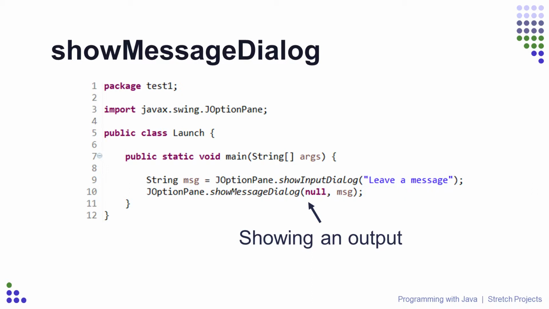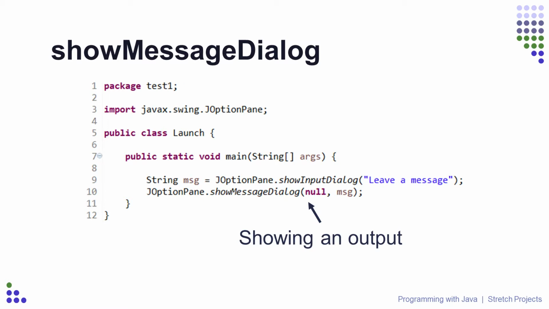Now that we know how to get information from our users, perhaps we should also show messages to our users as well, instead of using the print line every time. To do this, we just need to add a line like line 10 here, JOptionPane.showMessageDialog. showMessageDialog takes two parameters when you use it. The second one is the message that we want to display. The first parameter is a little more complicated to explain, however.